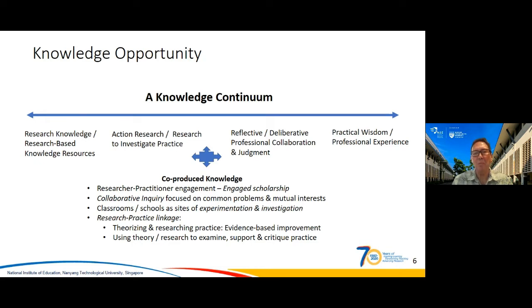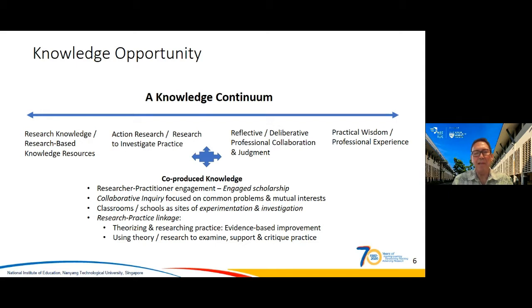But I think one thing that might be helpful is to really think about that sweet spot in the middle, in that if we really want to make research accessible and meaningful, then we might want to move towards a model of co-produced knowledge where we're working together. So it's more around this notion of researcher-practitioner engagement, or a notion of engaged scholarship with collaborative inquiry that focuses on shared problems and mutual interest, the mutual interest of improving educational practice, for example.